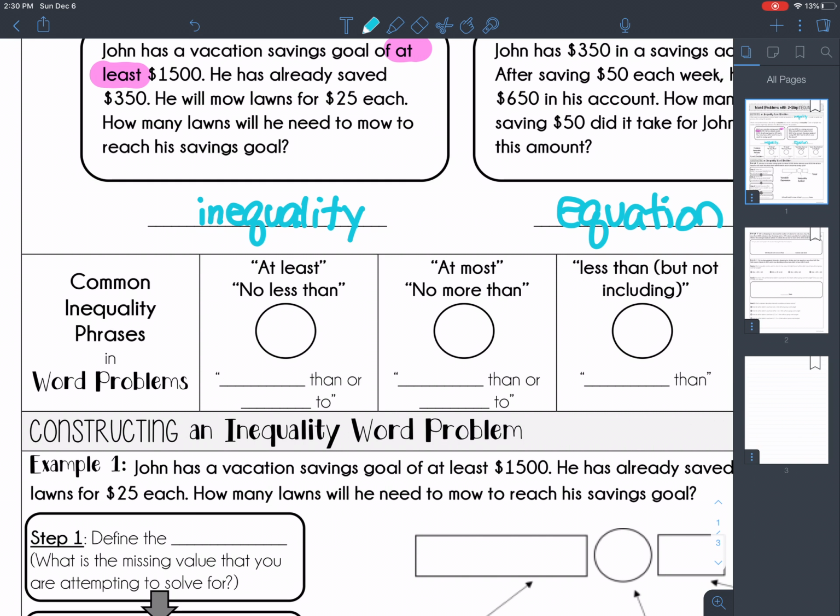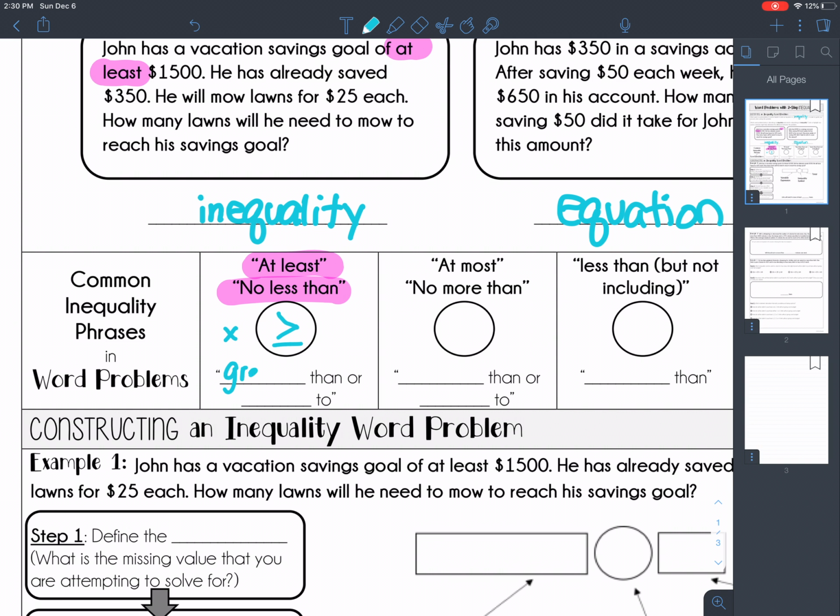But it's good for you to have a couple of charts and a couple of examples of these words and phrases. So these are some common things you may see: at least, no less than. These mean that x is greater than or equal to whatever the number is. So that means if someone needs to make at least a certain amount of money, they can make more than that. That number can be bigger.